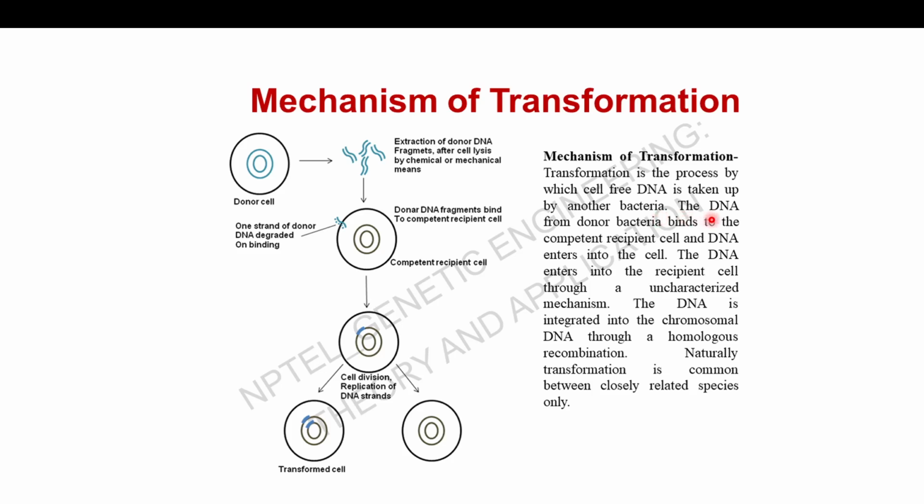All right. So the DNA from donor bacteria binds to the competent recipient cell and DNA enters into the cell. The DNA enters into the recipient cell through an uncharacterized mechanism. This particular uncharacterized mechanism, like the one we discussed, involves the usage of divalent cations. So we will look at the different steps that are being used during transformation.